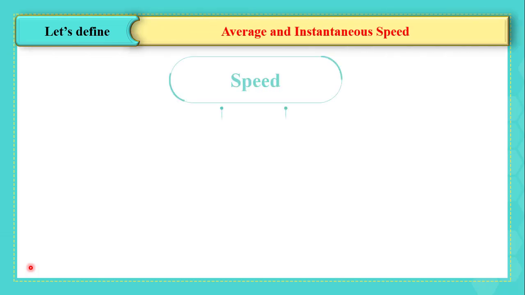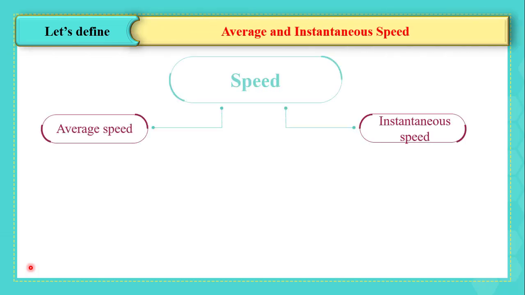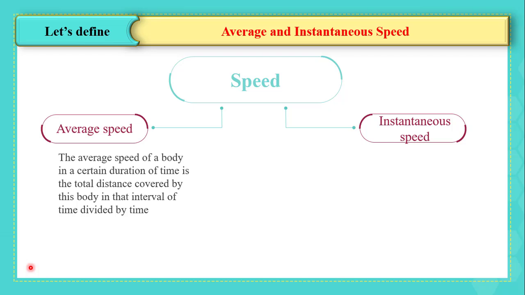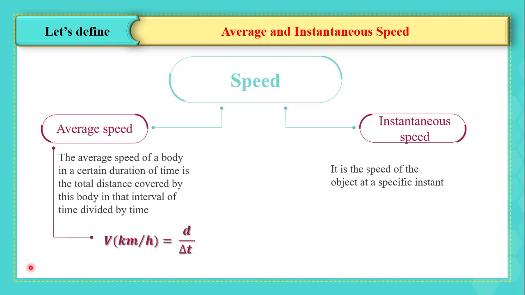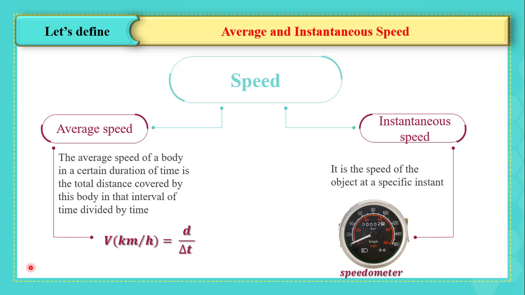Then, the speed could be either an average speed or an instantaneous speed. The average speed of a body in a certain duration of time is the total distance covered by this body in that interval of time divided by time. It is calculated by dividing the total distance by the total duration of time. Whereas the instantaneous speed is the speed of the object at each specific instant, and this speed is indicated by the speedometer of the car.